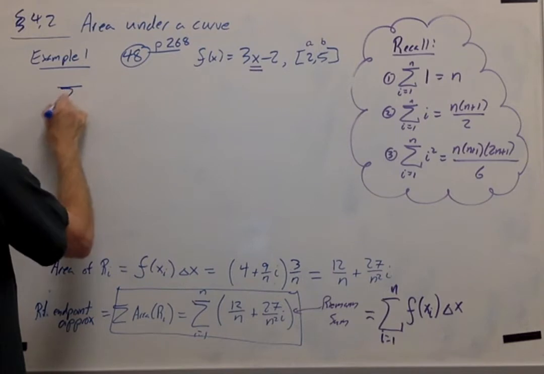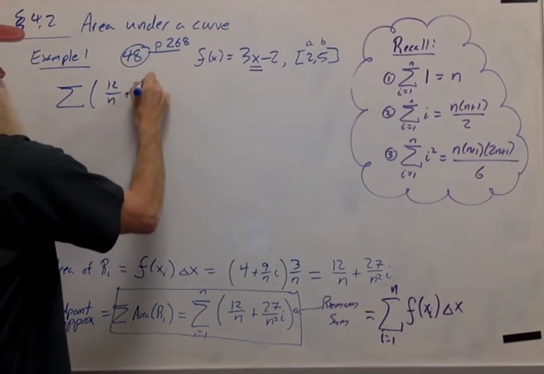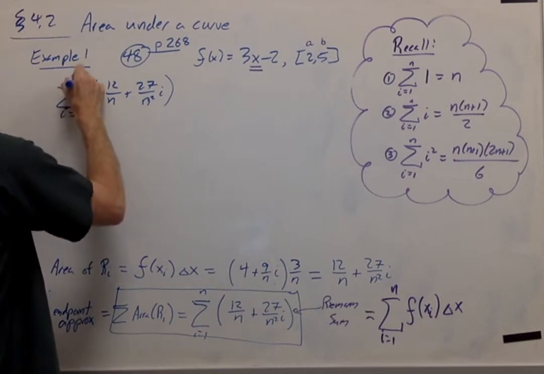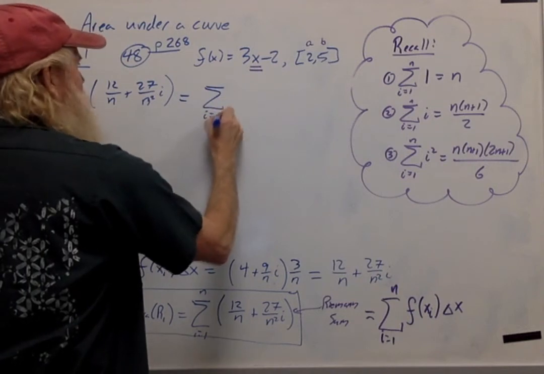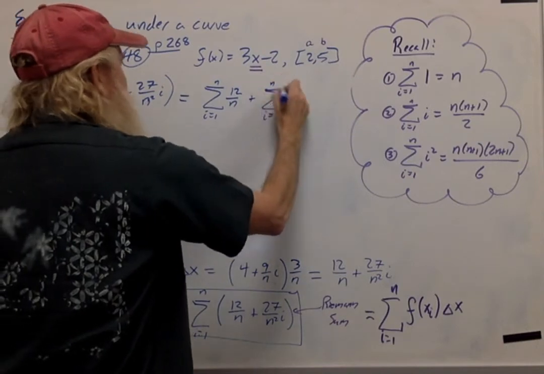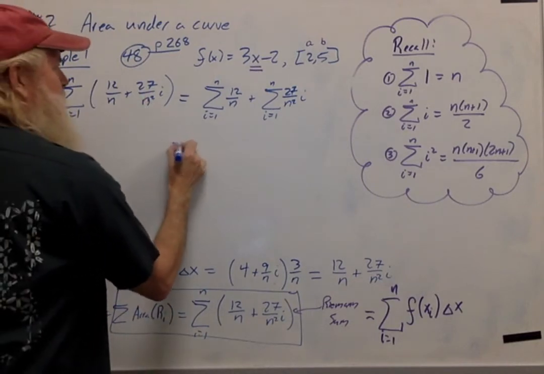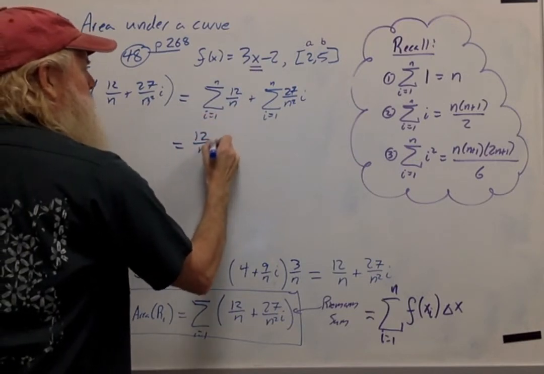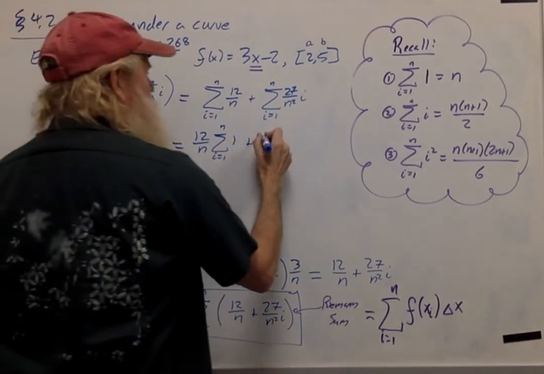So we have the sum of 12 over n plus 27 over n squared i, as i goes from 1 to n. First of all, let's break this into two separate sums. The sum i equals 1 to n of 12 over n, plus the sum i equals 1 to n of 27 over n squared i. The 12 over n doesn't have any i's in it, so it can be factored in front. Same thing for the 27 over n squared.